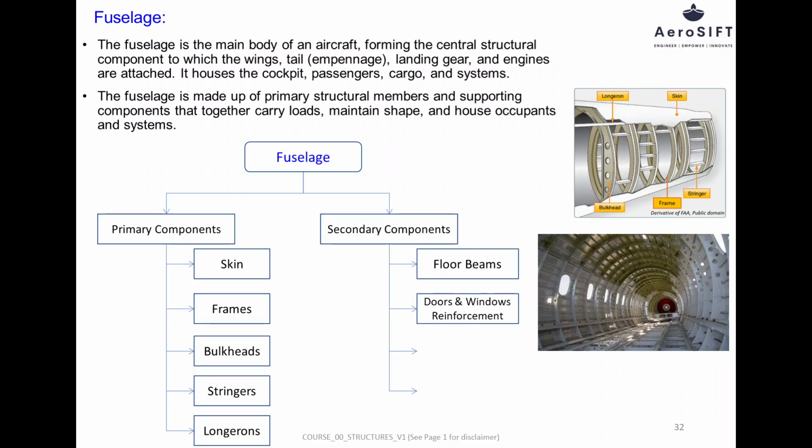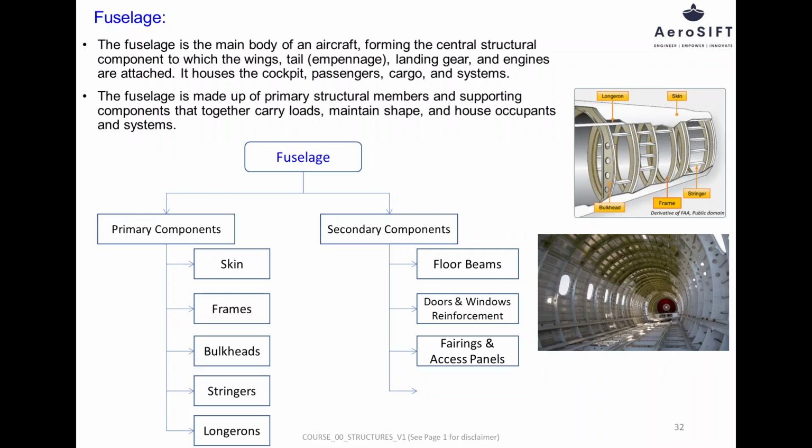Doors and windows create cutouts in the fuselage skin, which weaken the structure locally. Reinforcements are provided around these openings to restore strength, prevent crack initiation, and safely transfer loads around the cutouts. These reinforcements are critical in pressurized aircraft due to high stress concentrations.